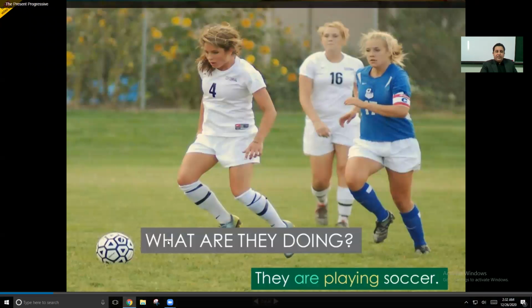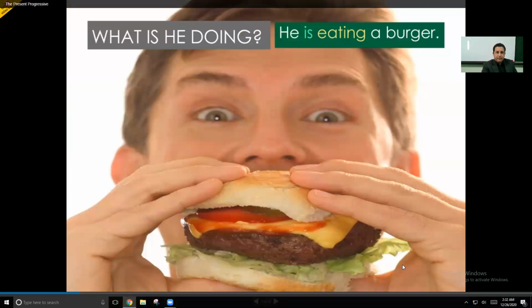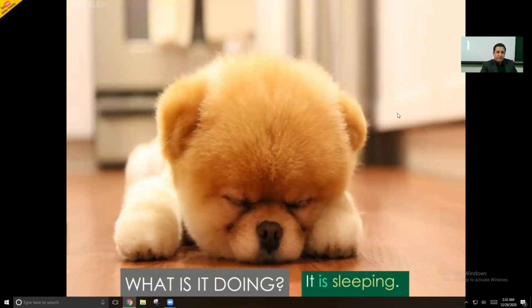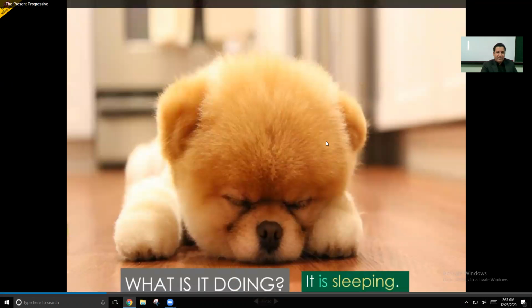Now, see, what are they doing? At the moment, they are playing soccer. Soccer is another name for football. So they're playing football. Now look at this picture. What do you think he is doing? Well, at the moment, he is eating a burger. Okay, so what do you think it is doing? Well, it is sleeping.